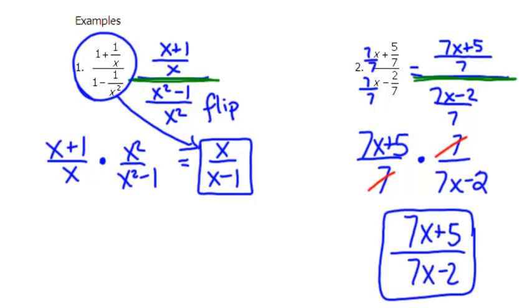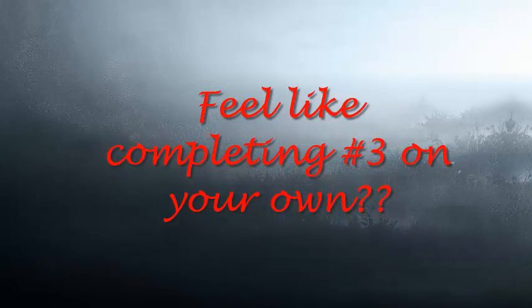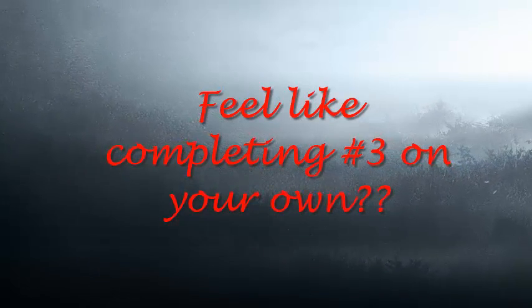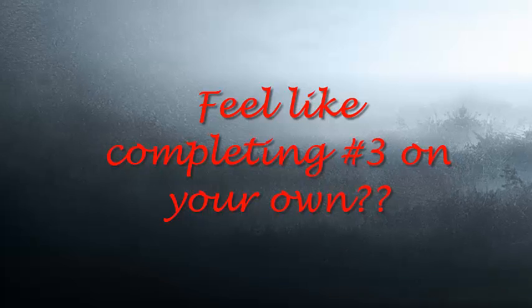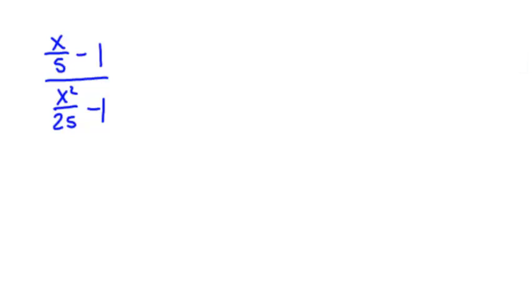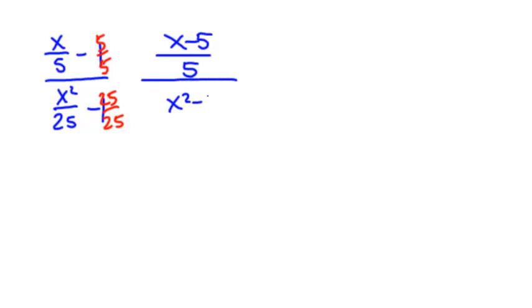Not too bad, right? Number 3, do you want to try that one on your own? And you should pause here and try this on your own, because that's how you're going to know where you need help. What I need to do is get a common denominator, so I know that's 5 over 5, and I know that's 25 over 25. The ones are pretty easy because you just make it over itself, right? So this is x minus 5 over 5 all over x squared minus 25 over 25.